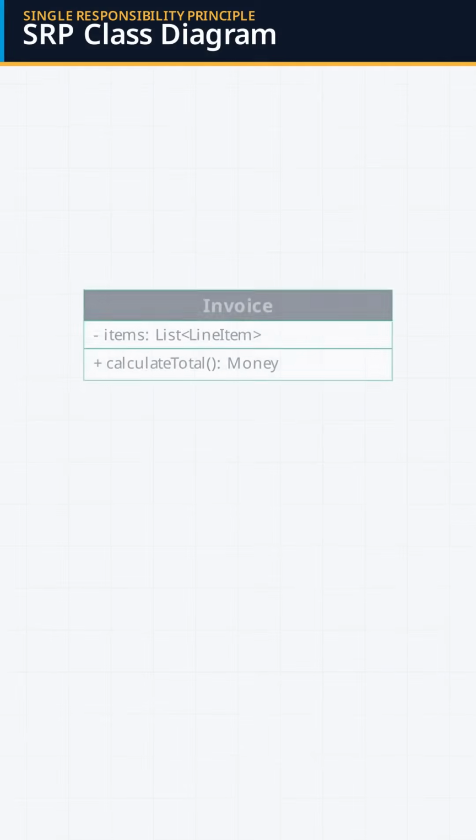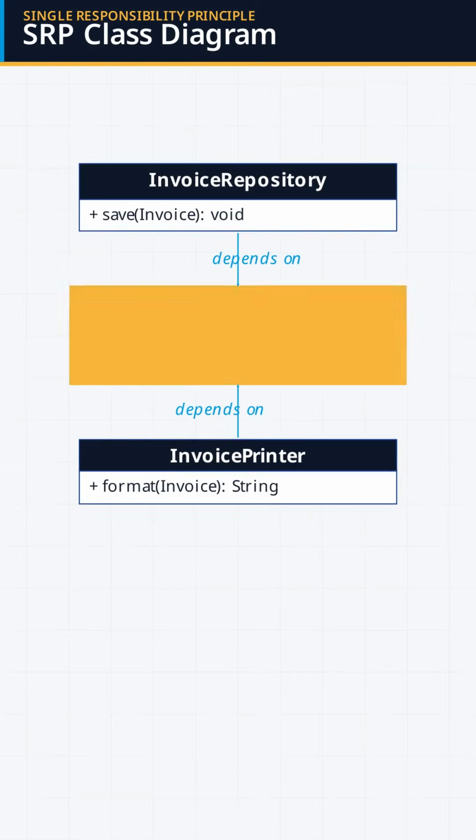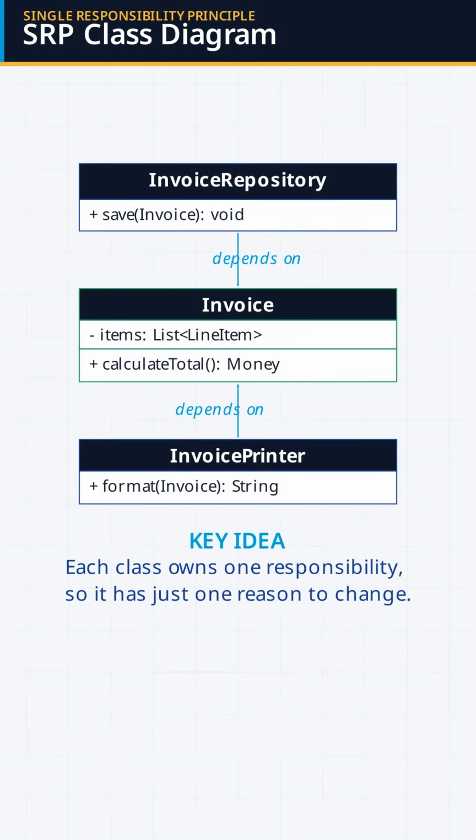Here is the class diagram for the single responsibility principle. The Invoice class holds line items and calculates the total. InvoiceRepository handles saving, while InvoicePrinter formats the report. Both depend on Invoice. Notice the idea. Each class owns one responsibility, so it has just one reason to change.